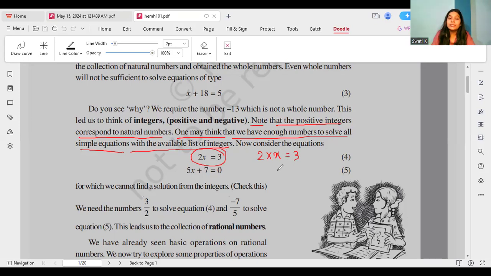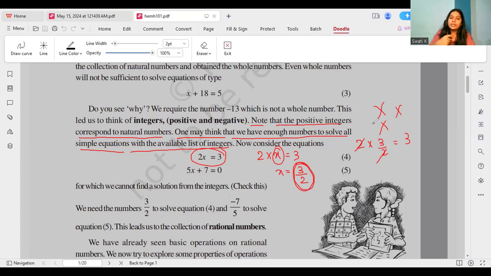The answer will be a different type of number, which is 3 by 2. So if you multiply 2 by 3 by 2, the answer will be 3. Do you know how? Because this 2 and 2 will get cancelled, because that is 1. So 1 into 3 is 3. So what is the value of x? 3 by 2. Now, will you say 3 by 2 is a natural number? No. Will you say 3 by 2 is a whole number? No. Will you say 3 by 2 is an integer? No. Because it is not satisfying the definitions of all these three types of numbers.